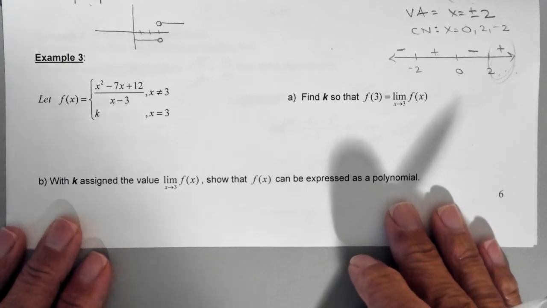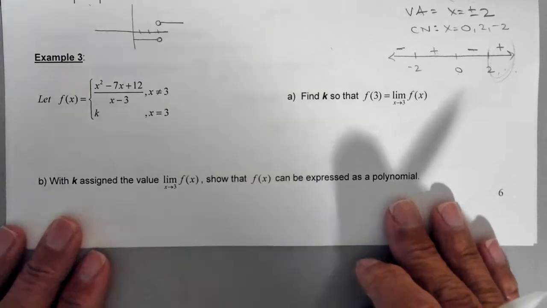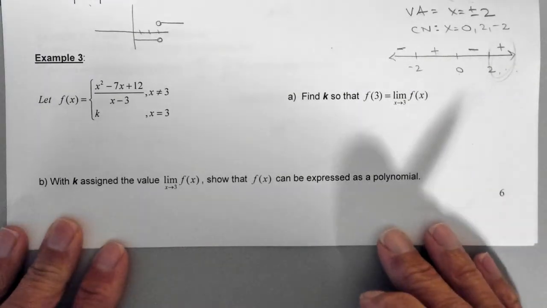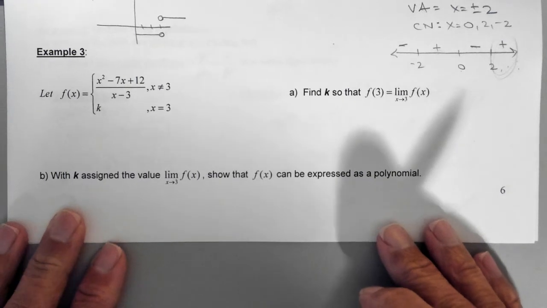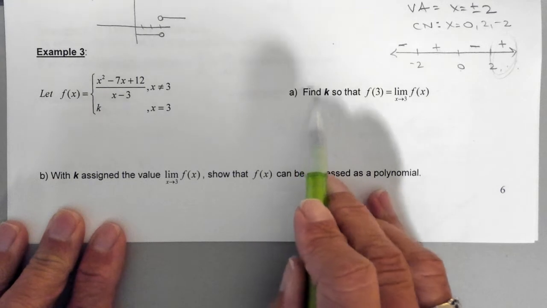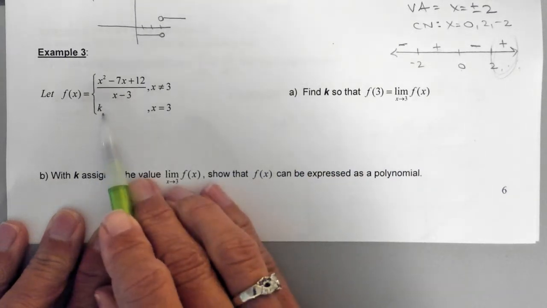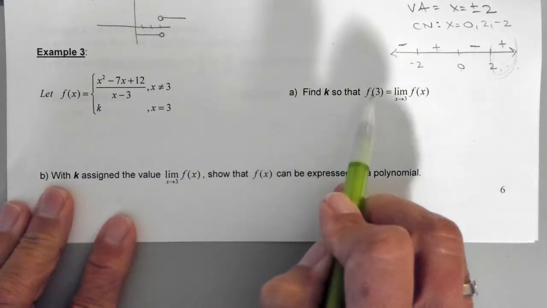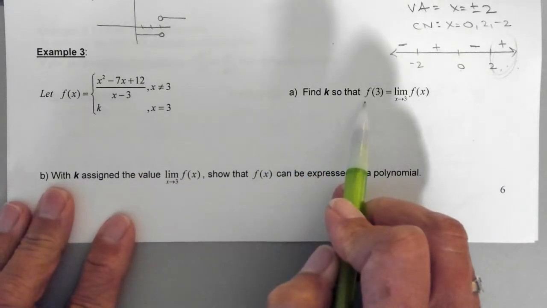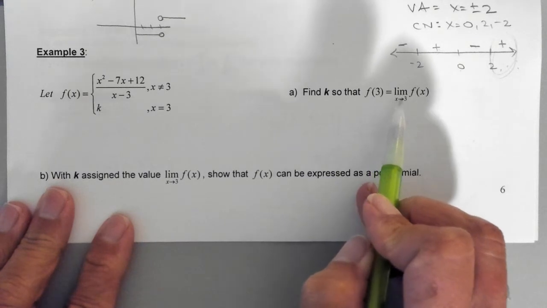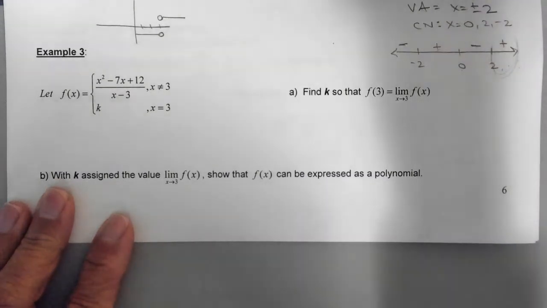We have a piecewise function, and you are given domain restrictions, and it says that this function is x squared minus 7x plus 12 over x minus 3, but only when x is not equal to 3. Why? What happens when I plug in 3? I get a 0 on the bottom. Okay, so what they're asking us to do here is find k, meaning find this number, or basically they're saying what's the y value, so that when I evaluate f of 3, I will get the same answer as I get when I evaluate the limit as x approaches 3, meaning from both sides.